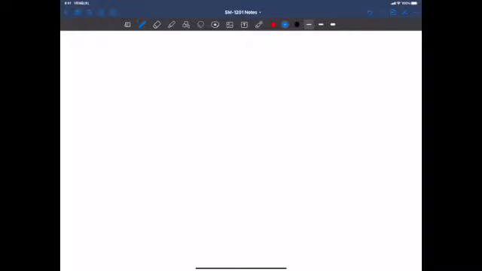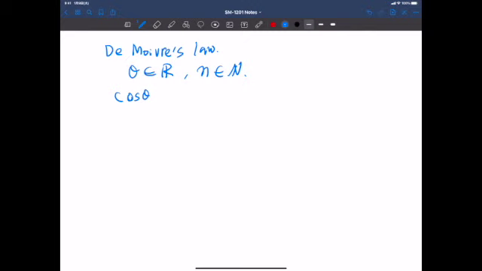And the next theorem is called de Moivre's law. It says that for any real number theta and natural number n, we have this equality: cosine theta plus I sine theta to the power of n is equal to cosine n theta plus I sine n theta.